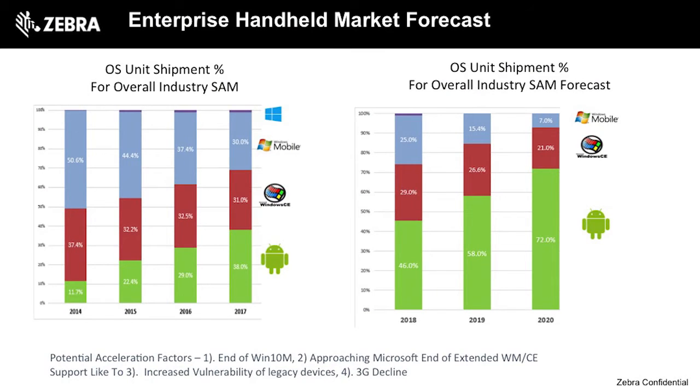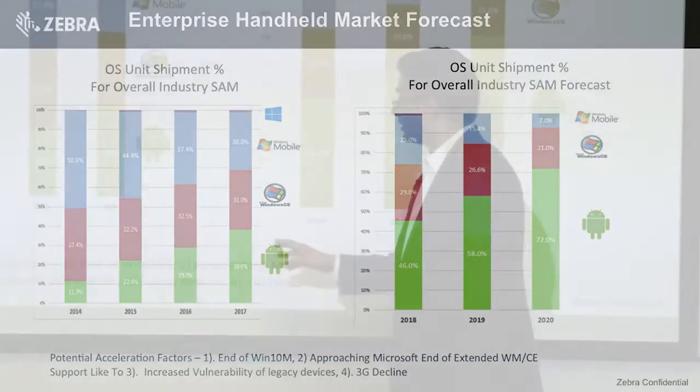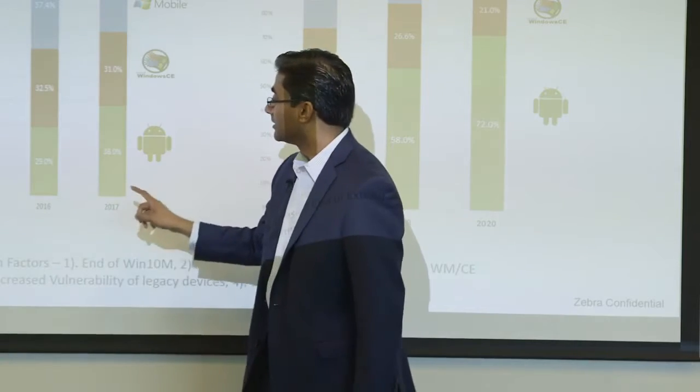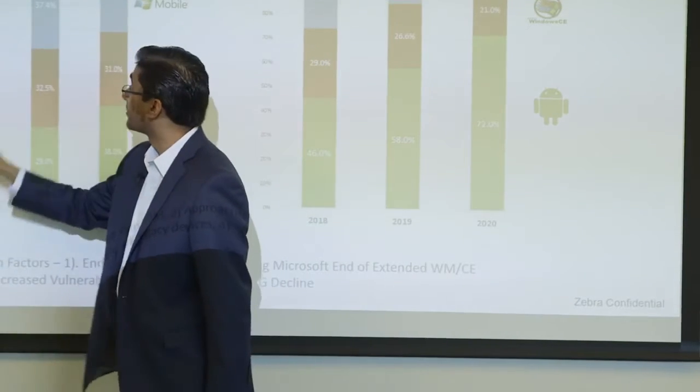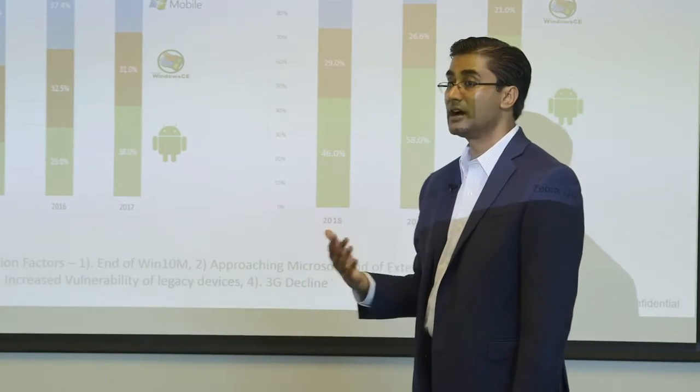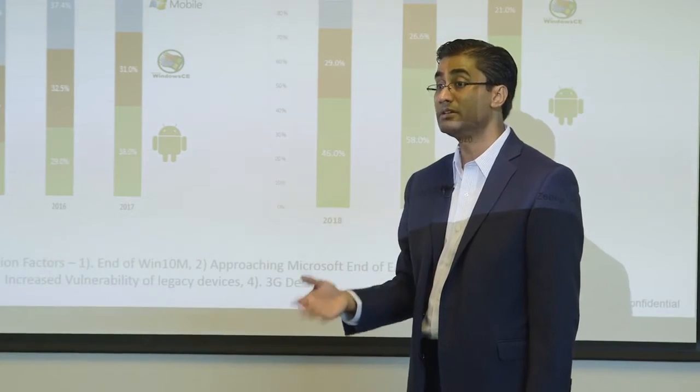Now, this is a little bit more recent data. In 2016, this was data that we collected from multiple different places. You'll see that between 2014 and 2017, the Android market share in enterprise went from 11% to 38%. This is the number of devices that are being shipped out.